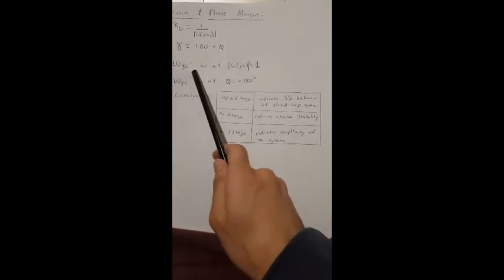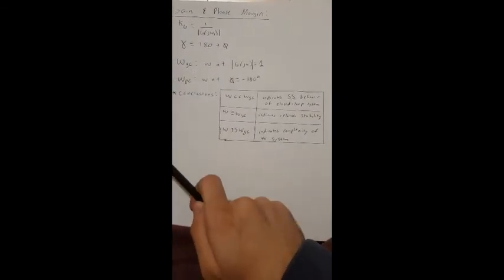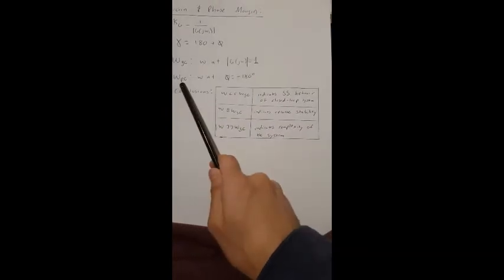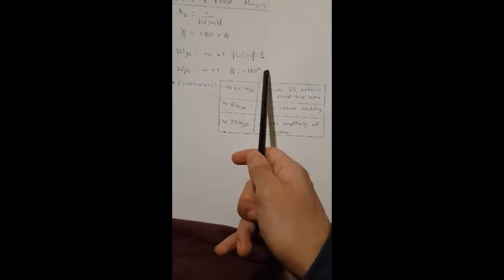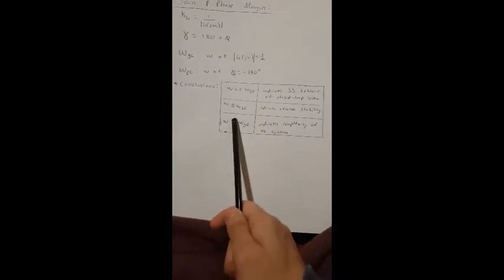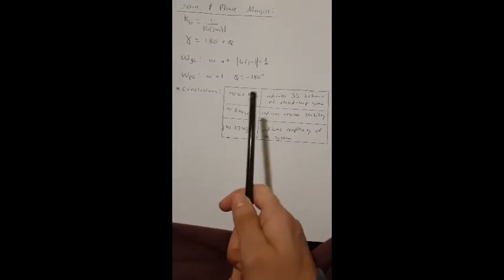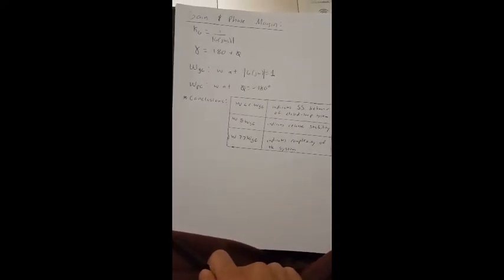The gain crossover frequency is the frequency when the magnitude of the open loop transfer function is equal to 1, and the phase crossover frequency is when the phase angle of the open loop transfer function is equal to minus 180 degrees. There are also different indications of stability for the frequency of the system with respect to the gain crossover frequency from the information obtained from the open loop frequency response.